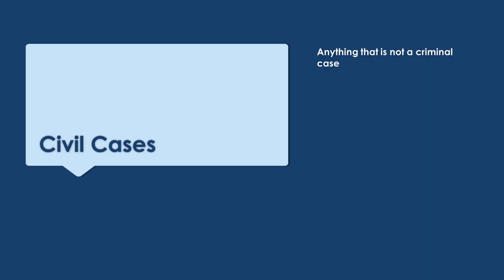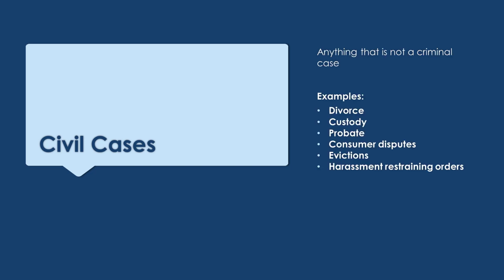The term civil case includes a number of different types of cases. In the broadest sense, a civil case is anything that is not a criminal case. For purposes of this video, we will be focusing on civil cases that were decided in a Minnesota district court. This category includes things like divorce, custody, probate, consumer disputes, and evictions.